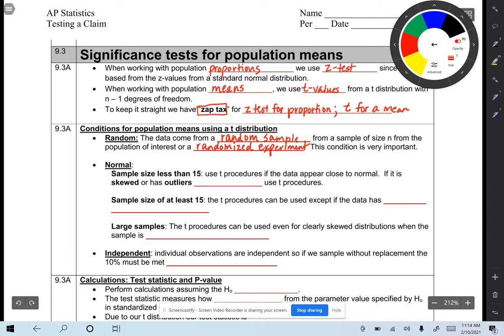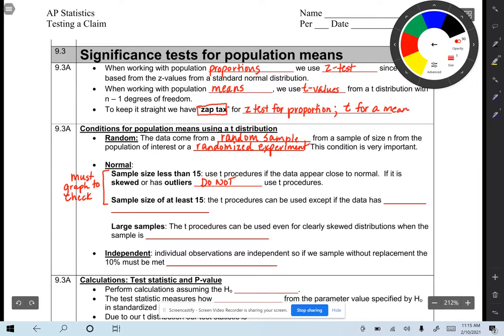This condition is very important. For the normal condition, we introduce the fact that you must graph if either of these arise. So you must graph to check to see if the normal condition is met. So sample size less than 15, use T procedures if the data appear close to normal. If it is skewed or has outliers, do not use T procedures.